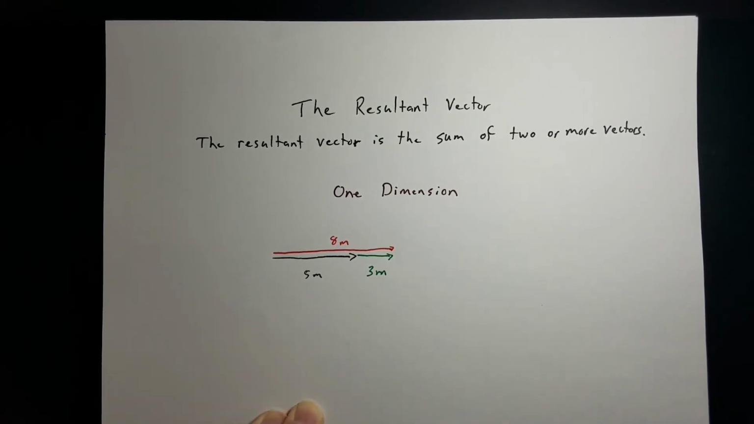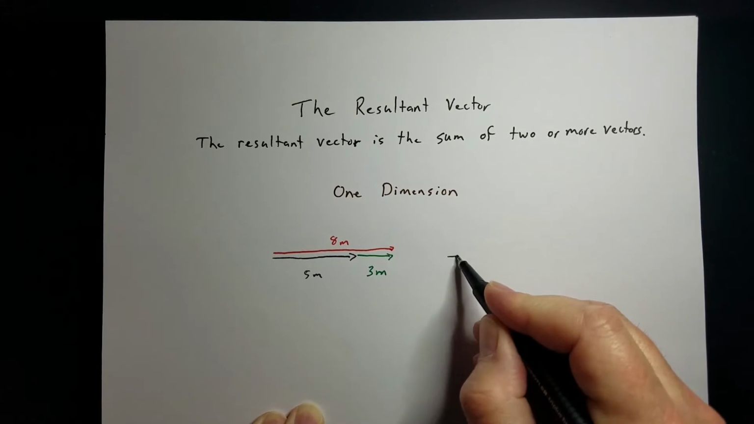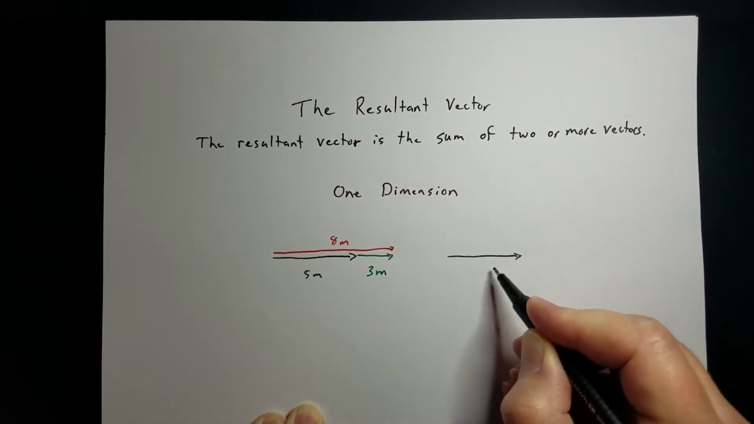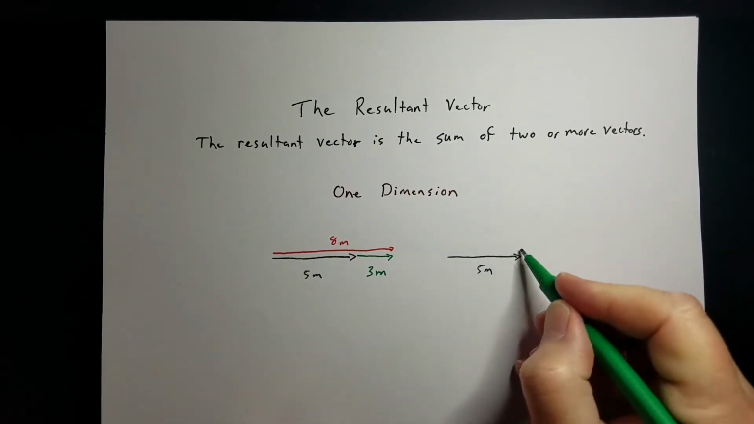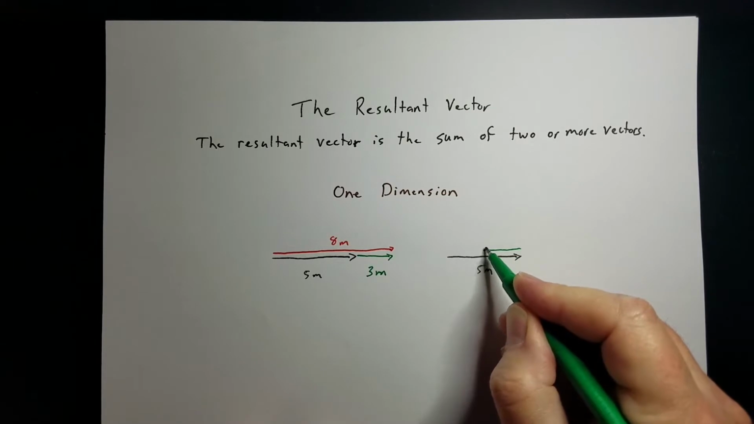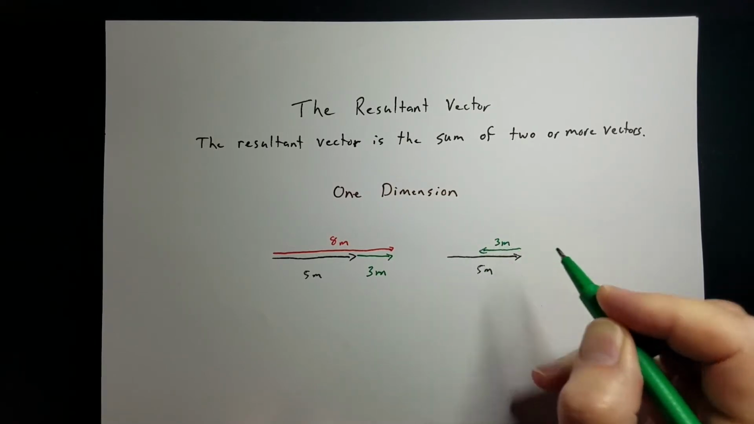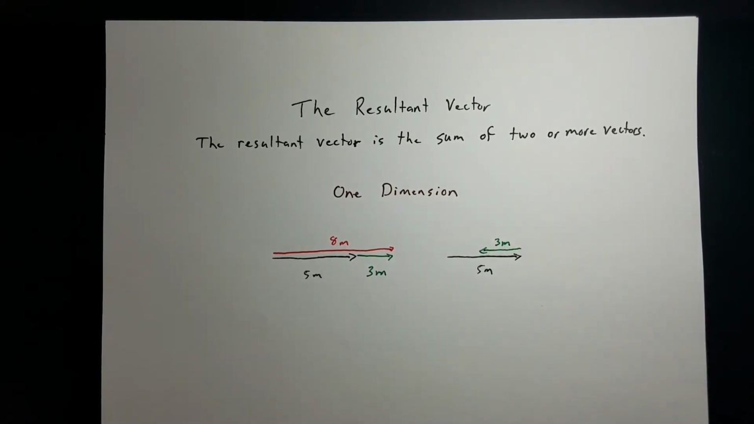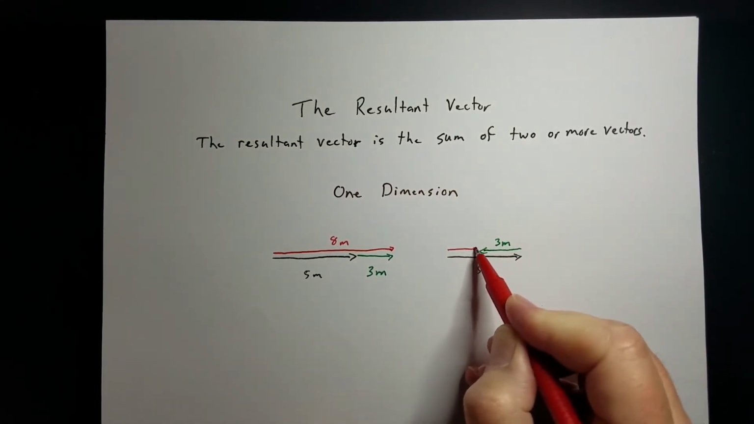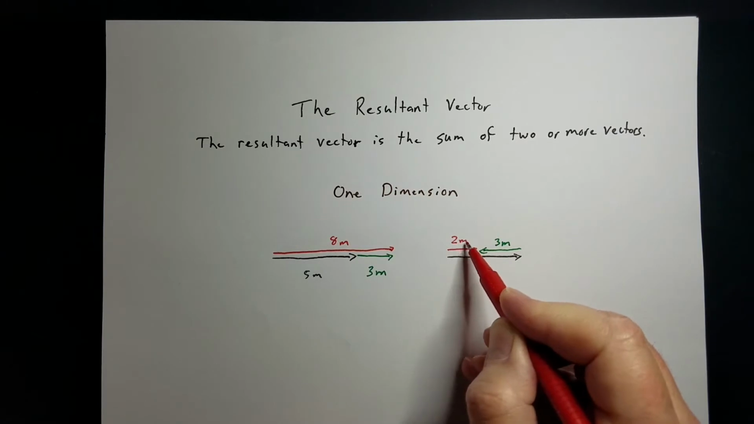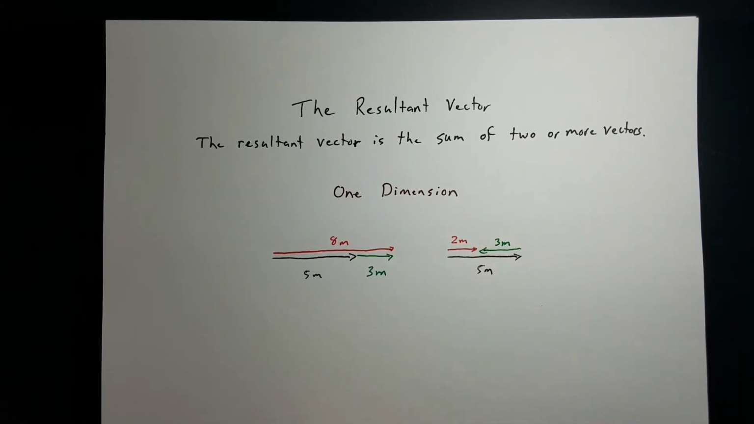But let's say they go the other direction. Let's say we got another 5 meters this way for the second person, and they come back 3 meters. Well, the resultant vector for that one, again I'll put in red, is just 2 meters. They're only 2 meters to the right from where they started from.